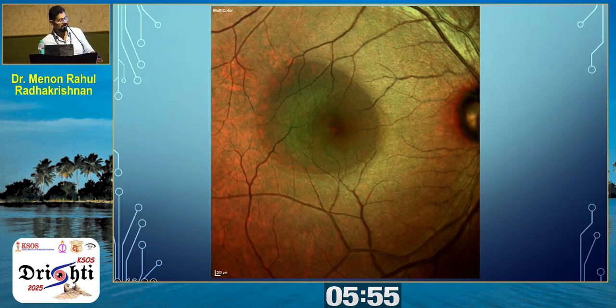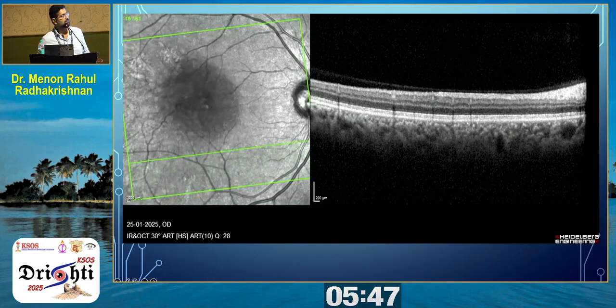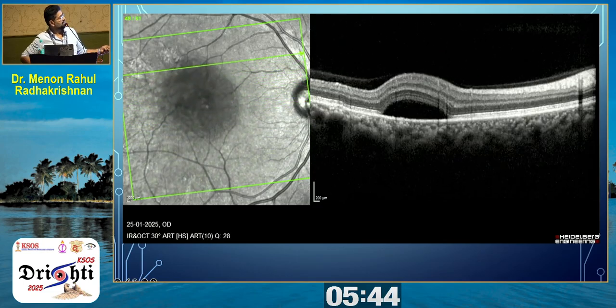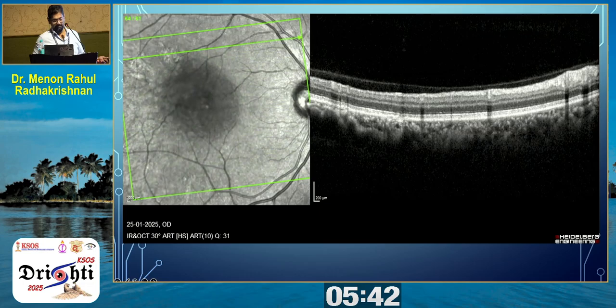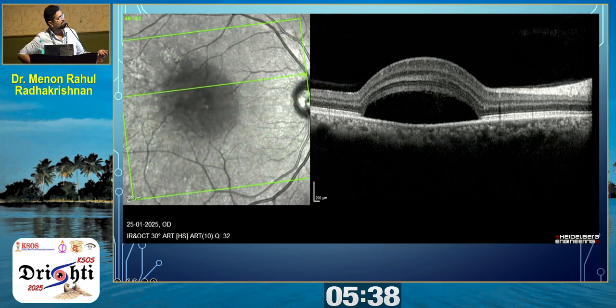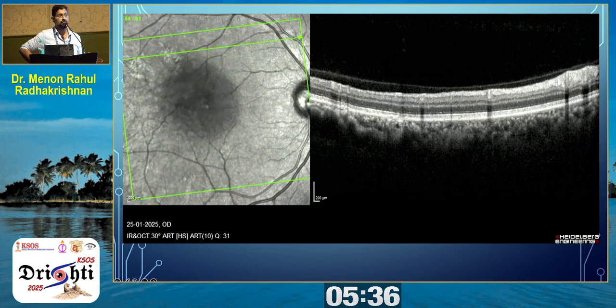Now, another case where you see subretinal fluid, you see a fluid there in the macula. And as you run the OCT, you can see the serous PED here, and you could see some amount of trace of fibrin there, and the choroid is thickened. So this is a case of central serous retinopathy.